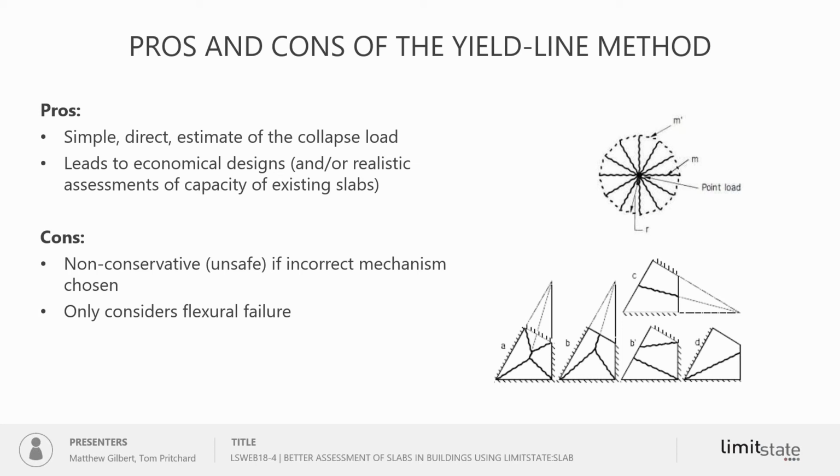Another con is that it only considers flexural failure, so if there are other failure modes, such as punching shear, you will need to check those. And obviously, as it's an ultimate limit state method, it doesn't give you an indication of deflection, so you need to check that using other means.